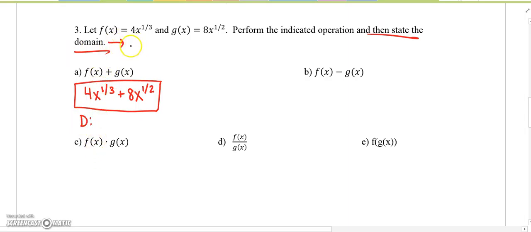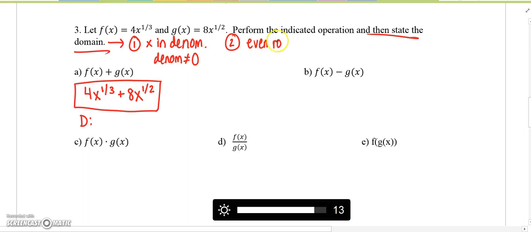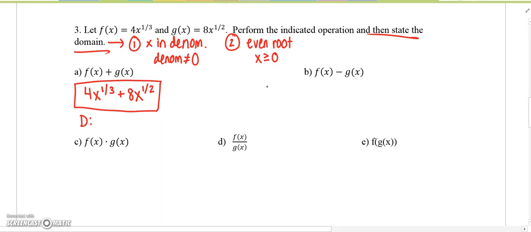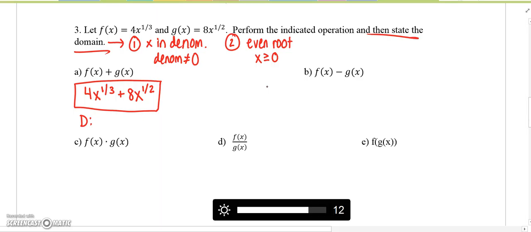So let me just remind you of two important rules. Number one is if there's an x in the denominator, we say the denominator can't equal 0, because you can't divide by 0, right? Makes sense. And number two rule is if there's an even root, we say x has to be greater than or equal to 0, because you can't take the even root of a negative number. Go ahead, try it. It wouldn't work.